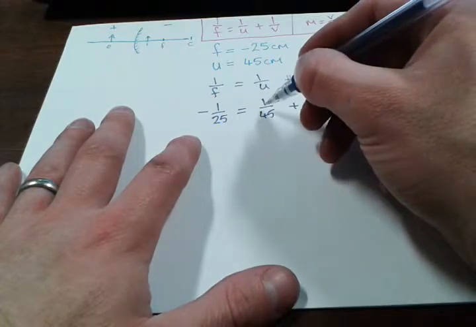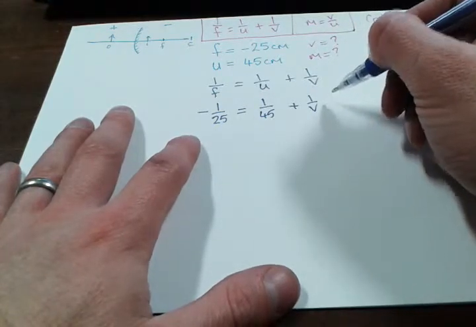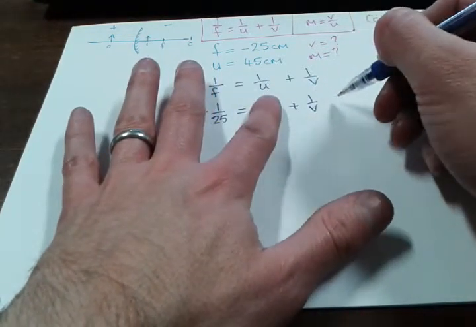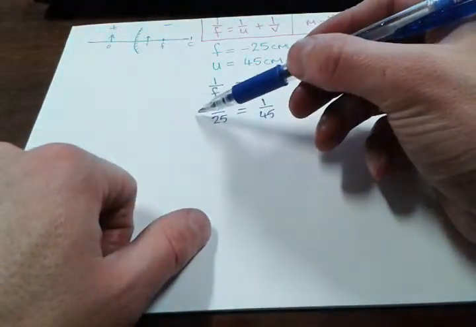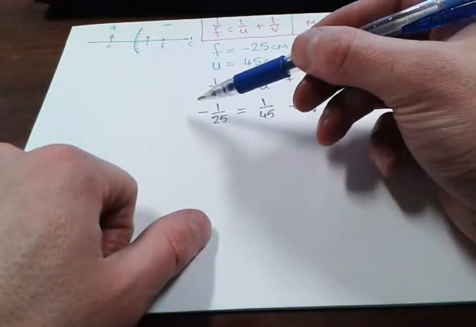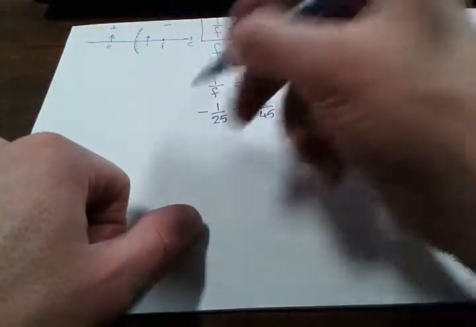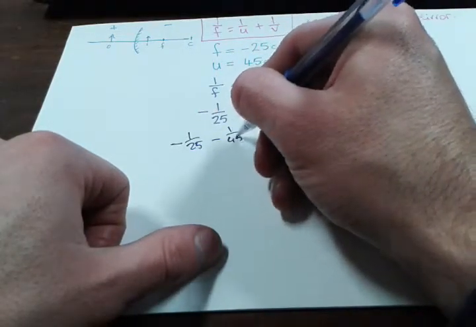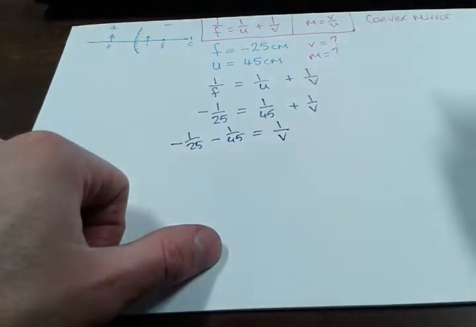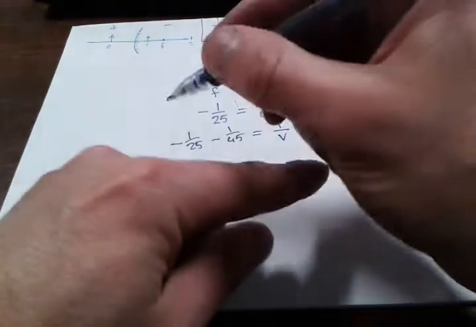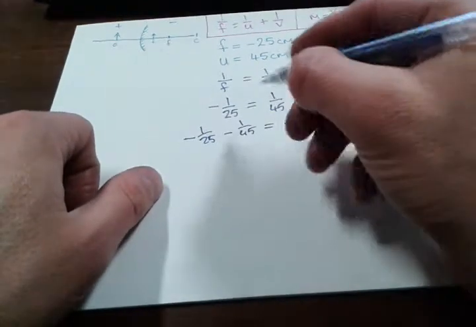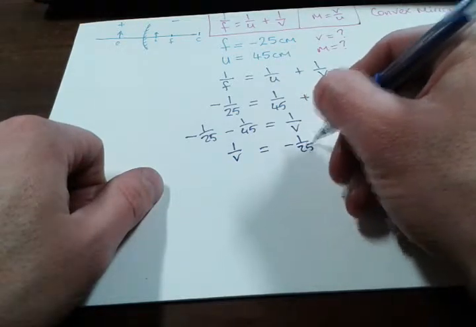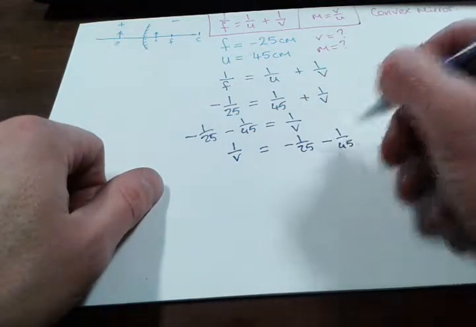Now, I'm going to subtract 1 over 45 from this side in order to get rid of it, because it's added to the 1 over v. I want the 1 over v on its own. Because it's added on, I'm going to subtract it from this side, and that will cancel it away. But I also have to subtract it from this side because it's an equation. There's an equal sign there. So minus 1 over 25 minus 1 over 45 is equal to 1 over v. I'm going to flip these over to the other side of the equal sign, because some students prefer that. 1 over v is equal to minus 1 over 25 minus 1 over 45.